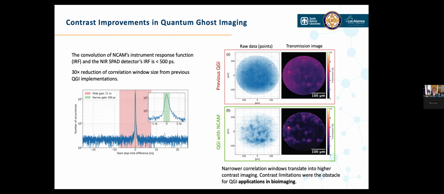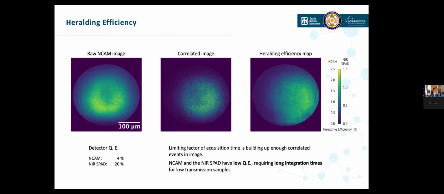The reason why quantum ghost imaging never saw a very strong pickup by biological imaging is because there's not the contrast in there beyond the simple binary targets, which is how it had previously been demonstrated. But with this kind of correlation that we're able to do, we can get down to very low contrast elements of just a few percent, which is really the window you need to start applying this to real biological applications.